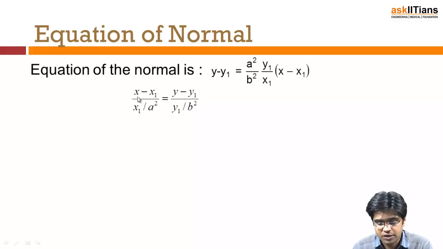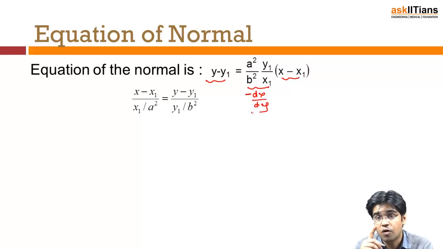So by the same concept, the equation goes the same way: y minus y1 into x minus x1. This thing is actually minus dx by dy, because dy by dx is the slope of the tangent. So minus dx by dy will be the slope of the normal, because m1 m2 is minus 1. If you simplify this equation, you will reach here. So this is a very simplified form.